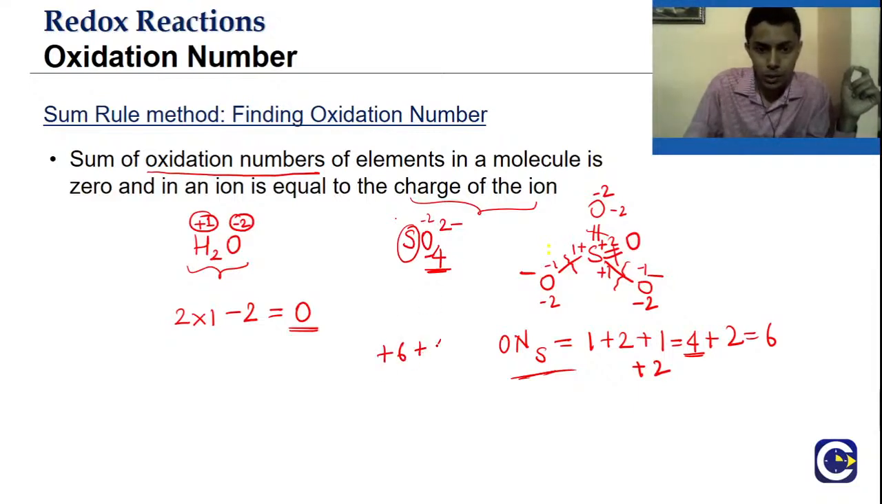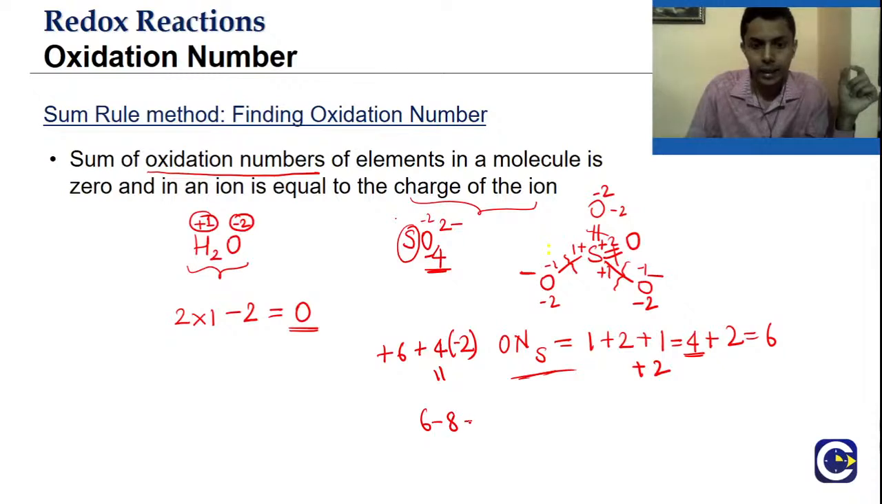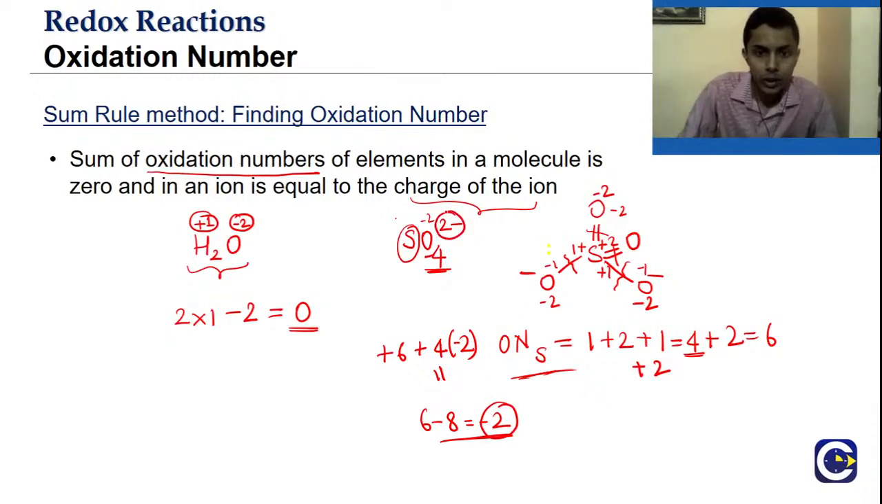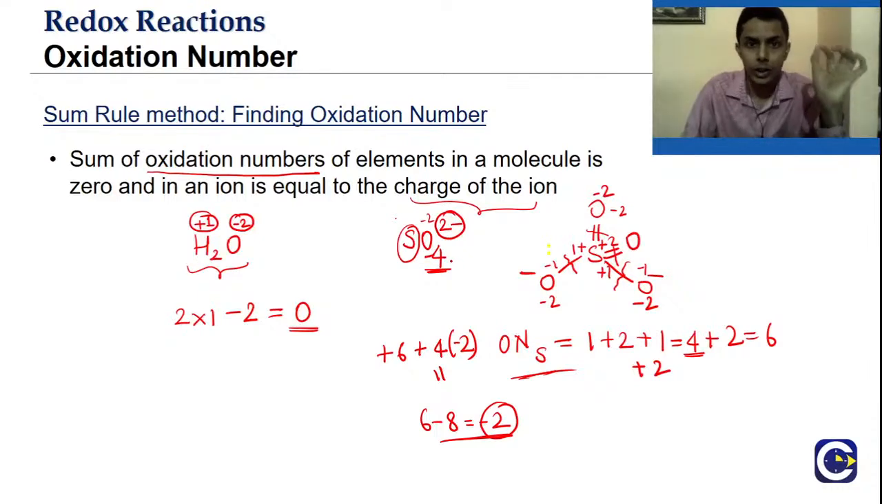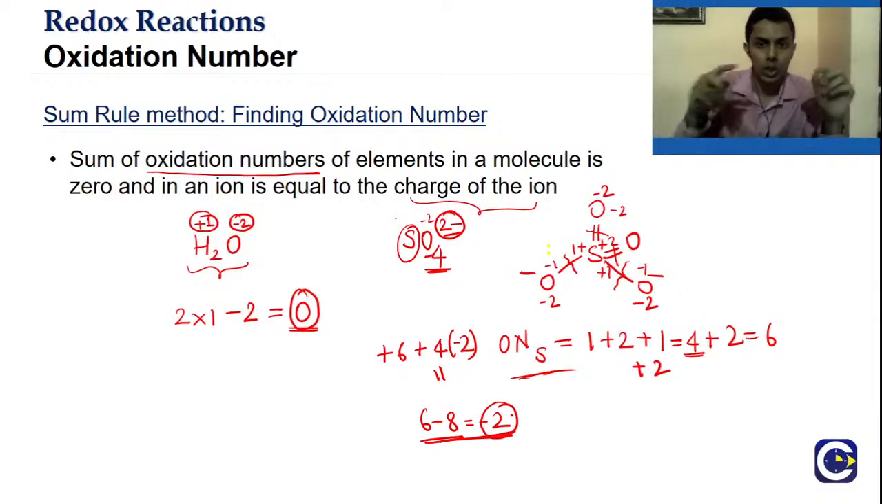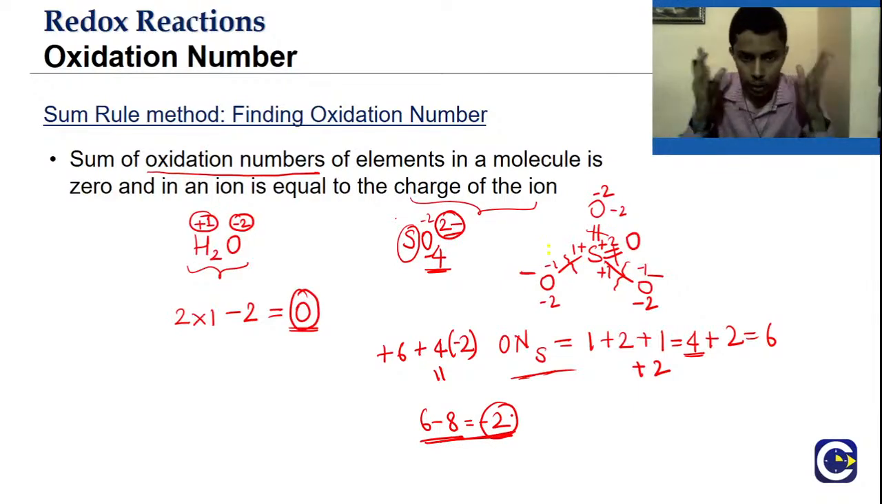Algebraic sum will be plus 4 into minus 2, which is equal to 6 minus 8, equal to minus 2. Clear? So that should be equal to the charge on the ion. If it is a neutral molecule, then it should be equal to 0. If it is a charged molecule or charged ion, then the algebraic sum should be equal to the charge on that ion. That is the whole point.